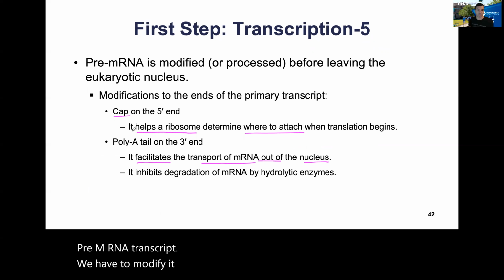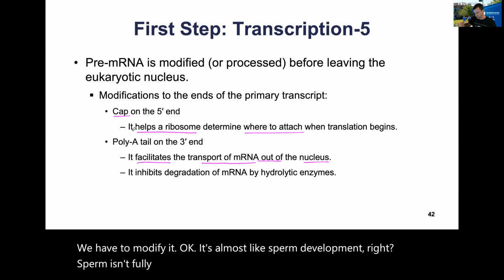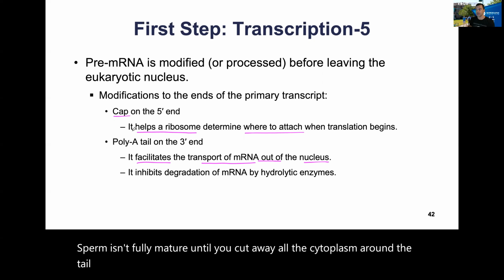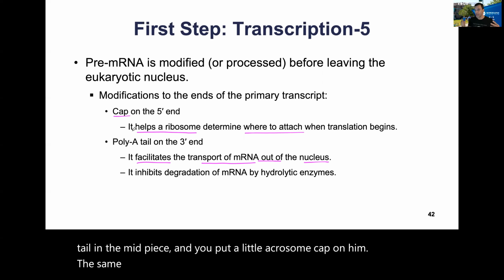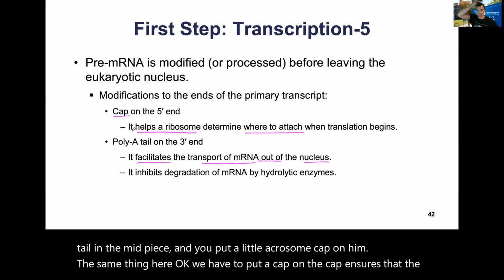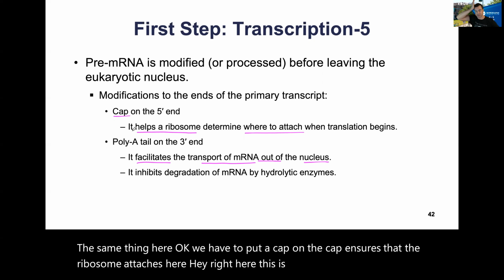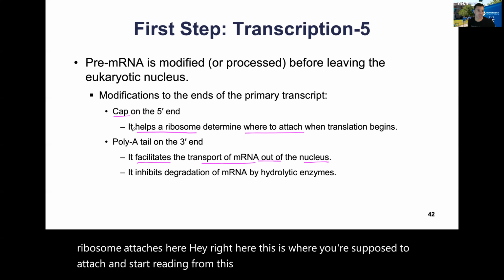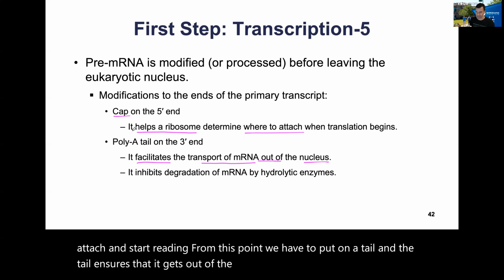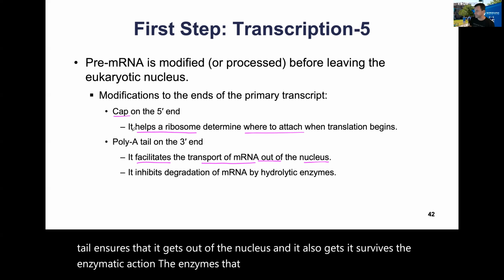It's almost like sperm development. Sperm isn't fully mature until you cut away all the cytoplasm around the tail and the mid piece, and you put a little acrosome cap on him. The same thing here. We have to put a cap on. The cap ensures that the ribosome attaches here: hey, right here, this is where you're supposed to attach and start reading from this point. We have to put on a tail, and the tail ensures that it gets out of the nucleus, and it also survives the enzymatic action, the enzymes that are floating around.